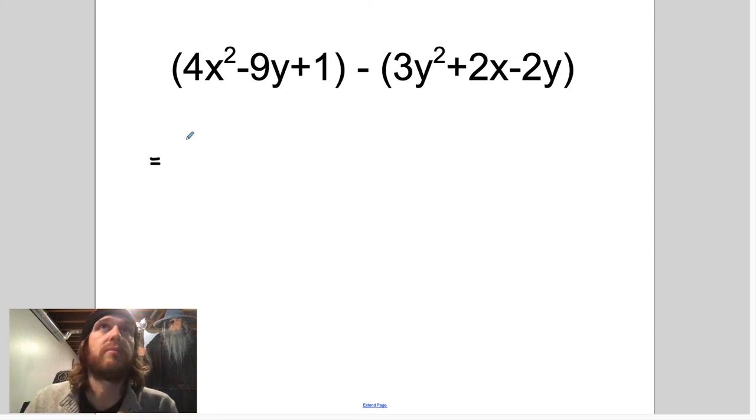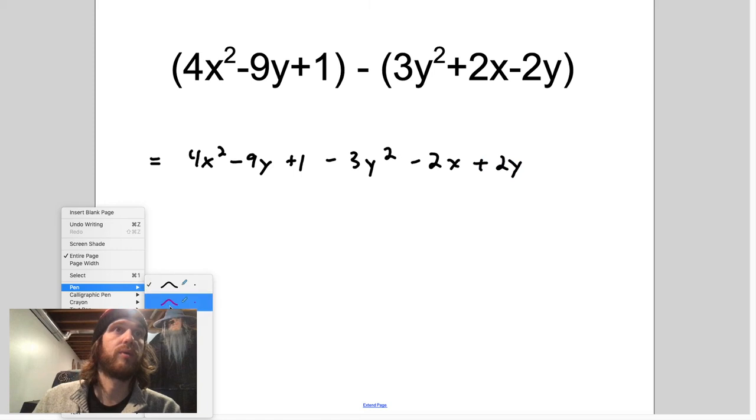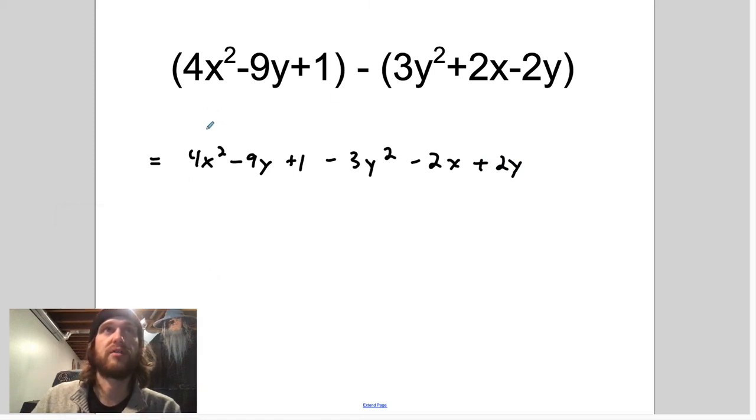Okay, step 1. Leave the first group as the same. Doesn't change at all, but then we do have to change the sign of everything in the second group. That will be minus 3y squared. It was positive, now it's negative. Minus 2x plus 2y. Now we go through with our pen, starting with the highest degree, which is degree 2.